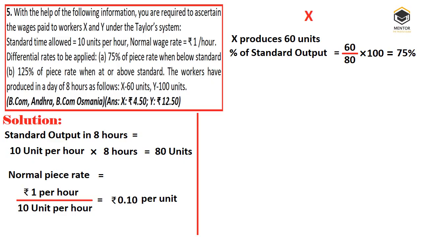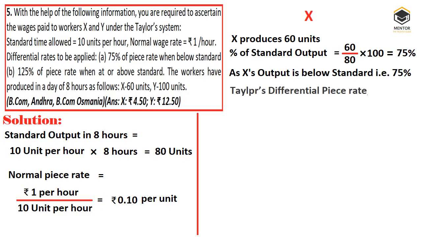When he achieves a 75% target, what does the question say? 75% of the piece rate when below standard. Now it is 75%, in the sense he did not reach the 100% standard, therefore it is below standard. Therefore 75% of the piece rate is to be given. As X's output is below standard, Taylor's differential piece rate equals 0.10 rupees per unit into 75%, which equals 0.075 rupees per unit should be given.